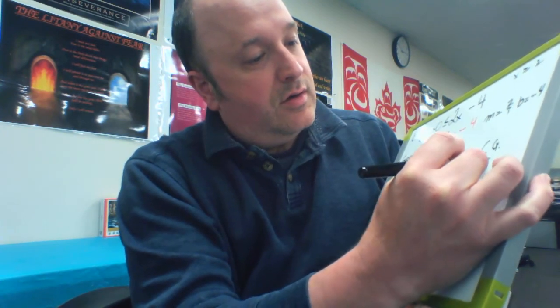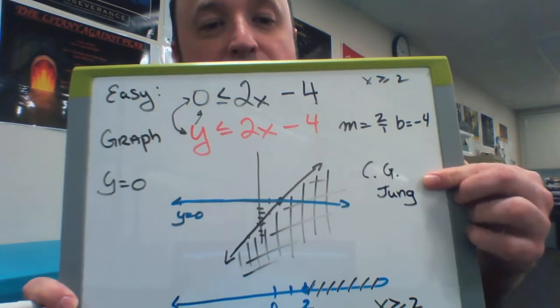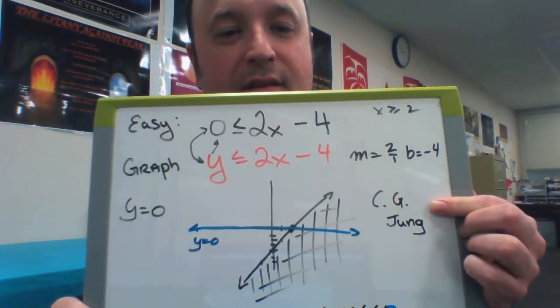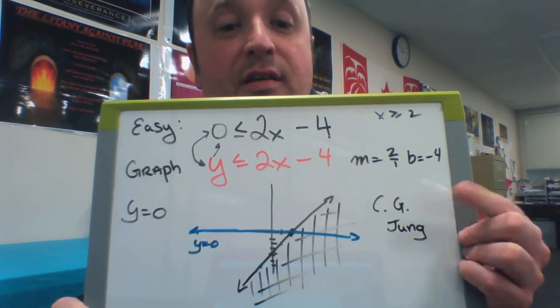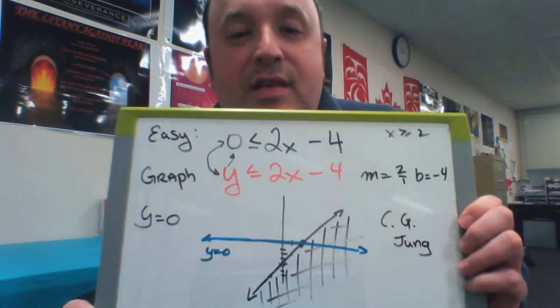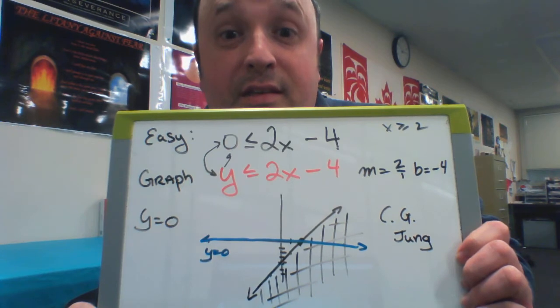C.G. Jung. If you're interested in learning about that aspect, because I know some of you are psychology people, and so if you're interested in learning about the shadow effect in psychology, look him up. He's got the ideas going on. So let's have a look and see how this plays out with a little bit more complex ideas, okay?